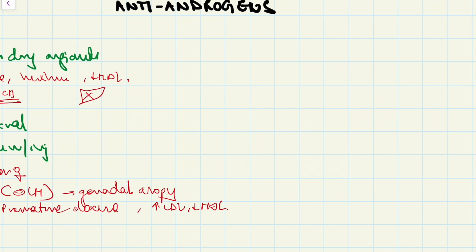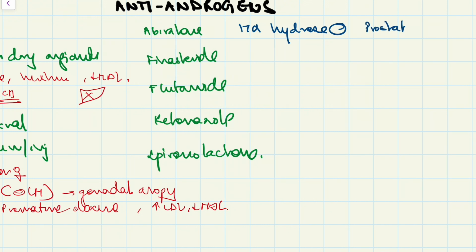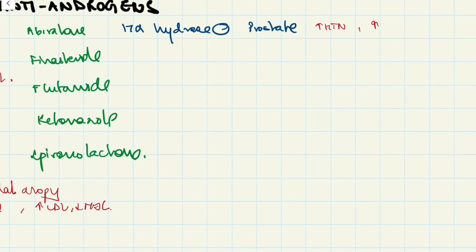Some examples of anti-androgens are abiraterone, finasteride, flutamide, ketoconazole, and spironolactone. Right, the mechanism: abiraterone is a 5-alpha hydroxylase inhibitor, right? It is used in prostate cancer as an anti-androgen. The adverse effects are it causes hypertension and hypokalemia.